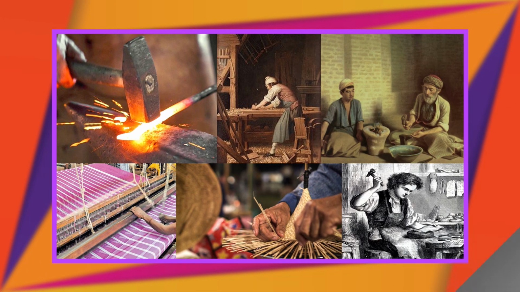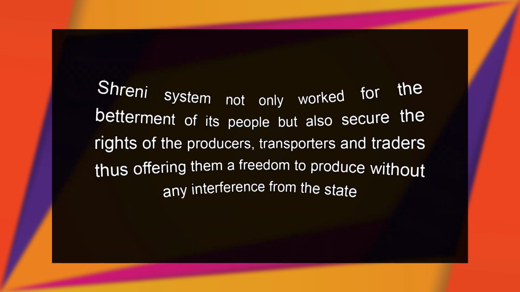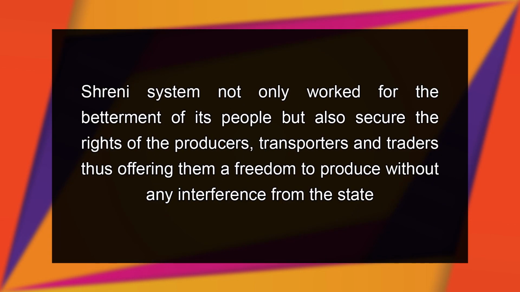The shreni of artisans or craftsmen existed for a particular group of people engaged in the same vocation. There is mention in various texts and archaeological records that there were shrenis of artisans like blacksmiths, goldsmiths, weavers, carpenters, bamboo craftsmen, cobblers, makers of ivory articles, metal workers, etc. The shreni system not only worked for the betterment of its people, but also secured the rights of the producers, transporters, and traders, thus offering them the freedom to produce without any interference from the state.